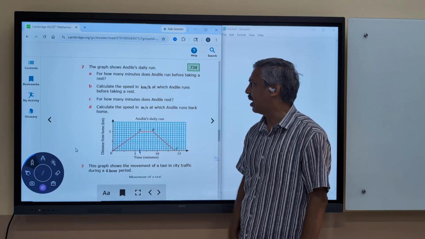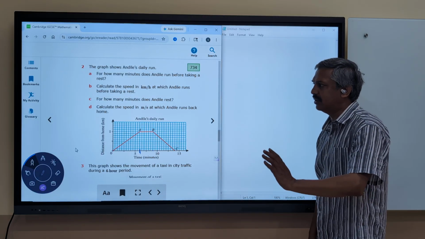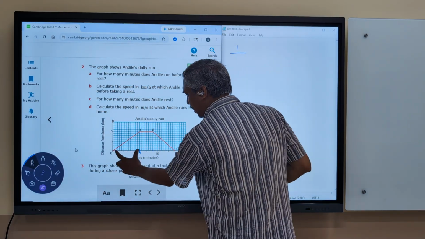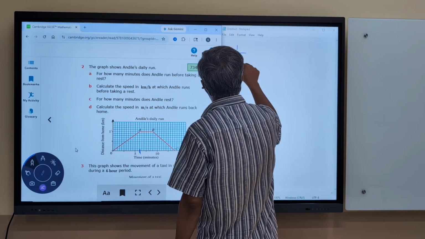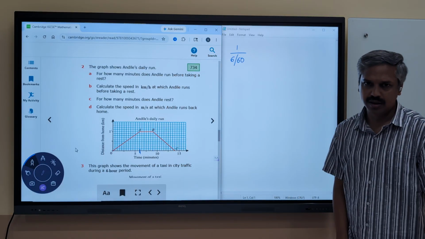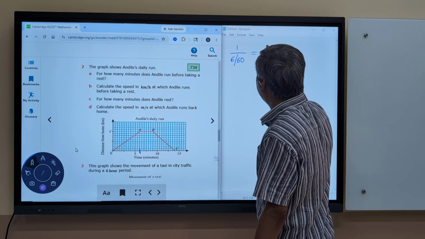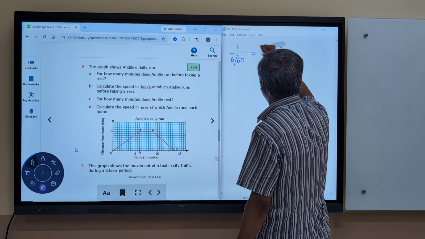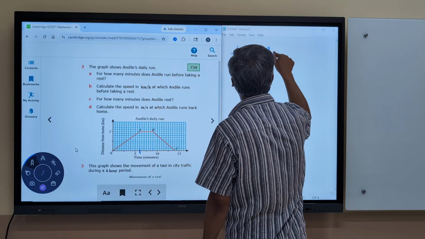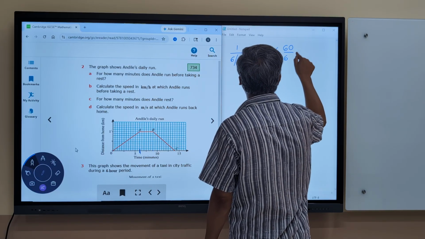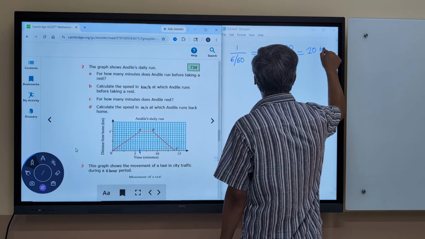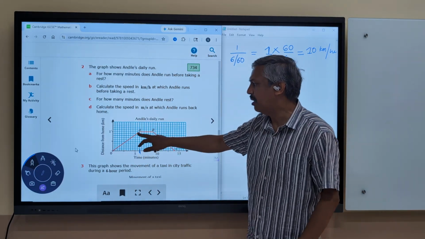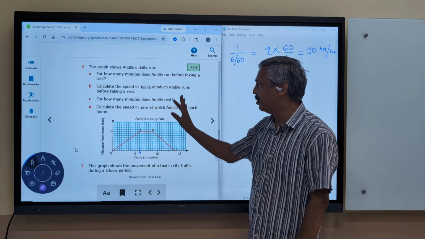Calculate the speed in kilometers per hour at which Anjali runs before taking a rest. This distance is 1 kilometer, divided by 6 minutes. We want to convert this into hours, so 6 upon 60. When you divide by anything, you multiply by the reciprocal. So you will get 1 into 60 upon 6, which is equal to 10 km per hour. This is the speed with which Anjali was running before she paused.